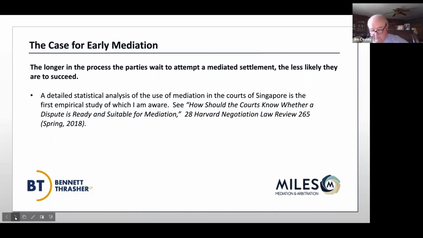Like the courts of many countries and most jurisdictions in the United States, the civil courts of Singapore have a long-standing program of court-ordered mediation. But the courts face some interesting questions. What kinds of disputes are suitable for mediation? And when should a dispute be deemed ready for referral by the court for mediation?